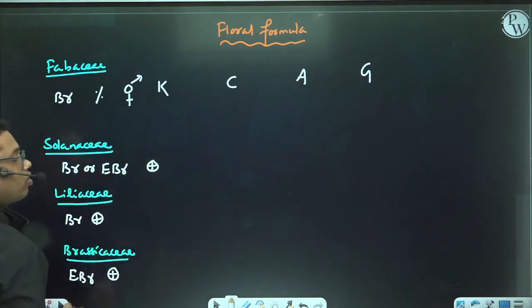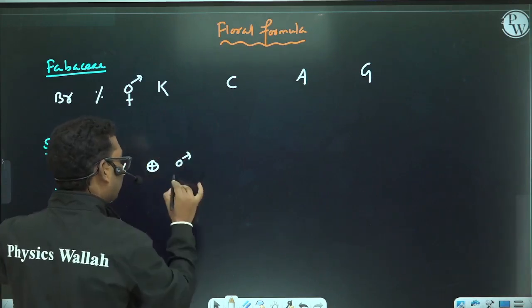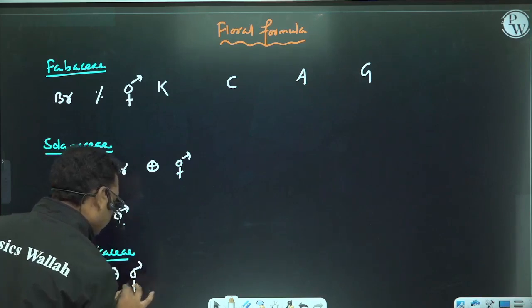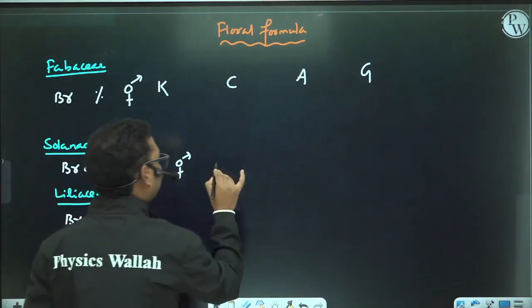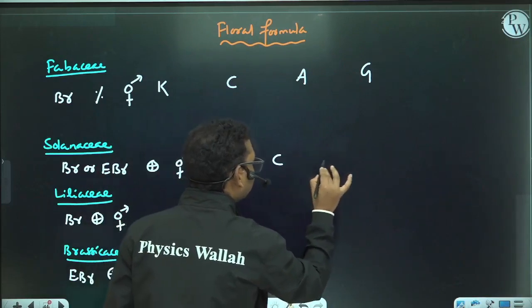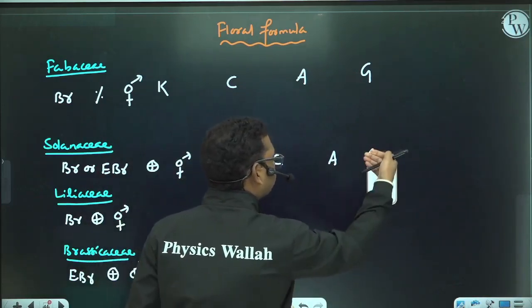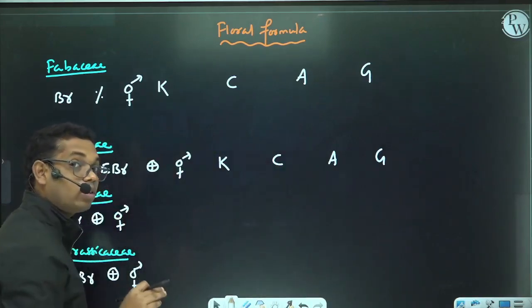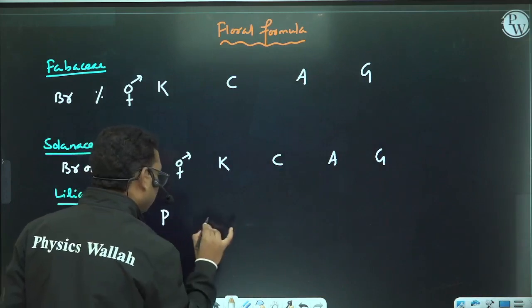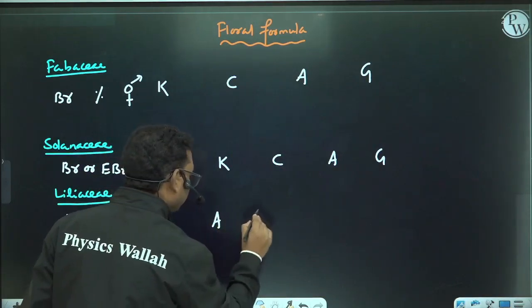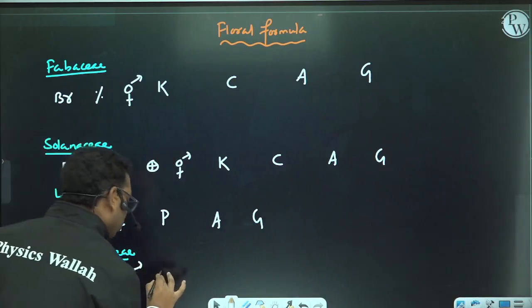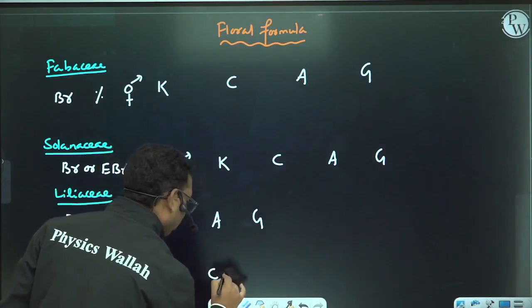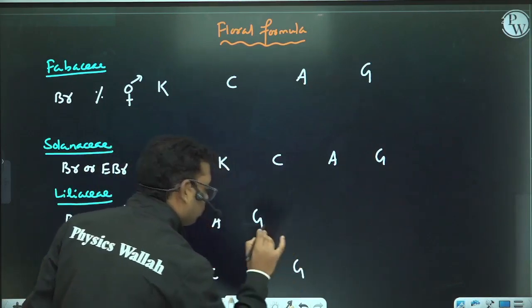What about the sexuality? All these families have bisexual flowers. Here let me write calyx, corolla, androecium, gynoecium. Here also, but in this case calyx and corolla are not present, perianth is there, so I will write perianth, androecium, gynoecium. But here calyx, corolla, androecium, gynoecium are present.